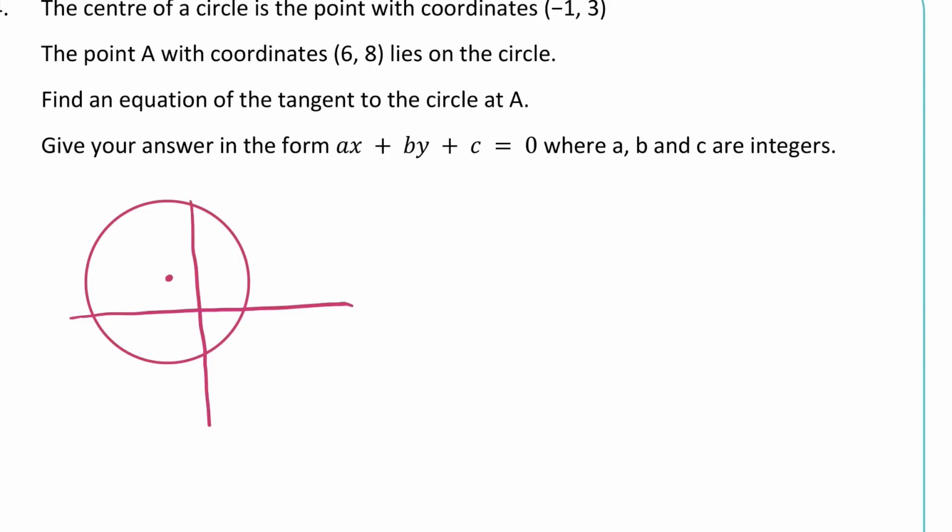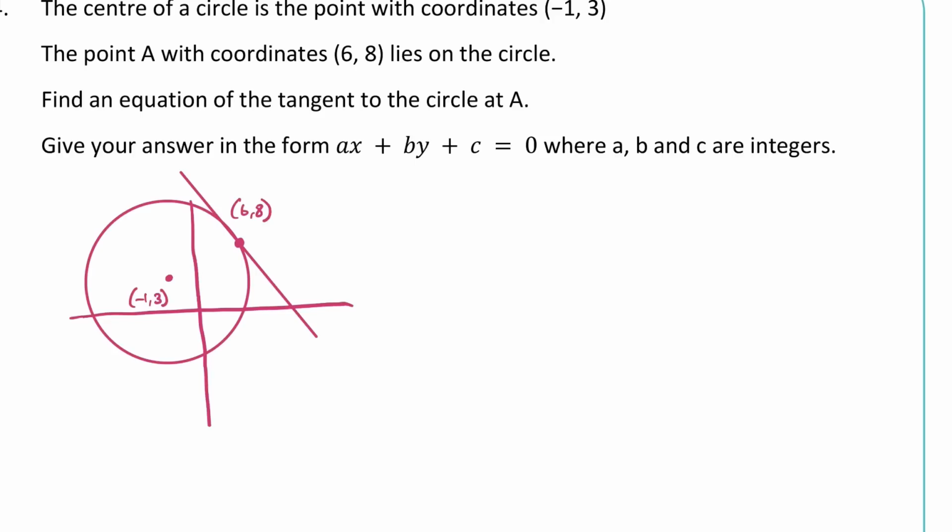So, the coordinate 6, 8 lies on the circle. It's not perfectly drawn, but let's imagine it's here. So that is the coordinate -1, 3, and this is the coordinate 6, 8. And it says find an equation of the tangent to the circle at that point, at point A. So we want to know the equation of that tangent there. So that's kind of what it looks like. Again, I've just drawn a sketch of that. You don't need to draw a perfect diagram, just a little sketch.